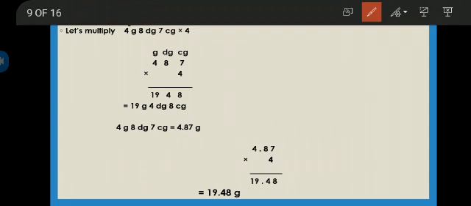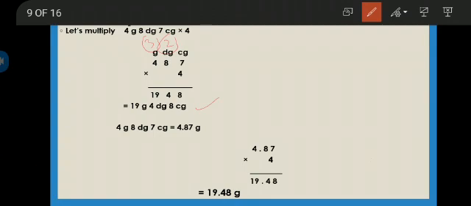8 you keep here, and here you take 2. Then 4 eights are 32 plus 2 is 34. Here you take 3. Then 4 fours are 16 plus 3 is 19. You will get 19 gram, 4 decigram and 8 centigram.